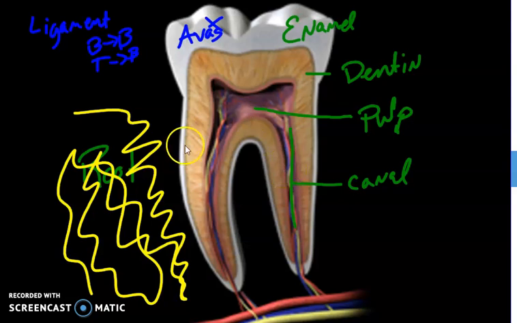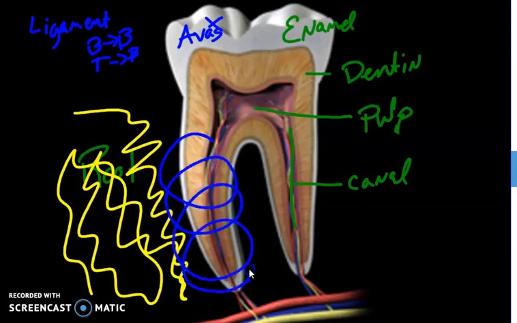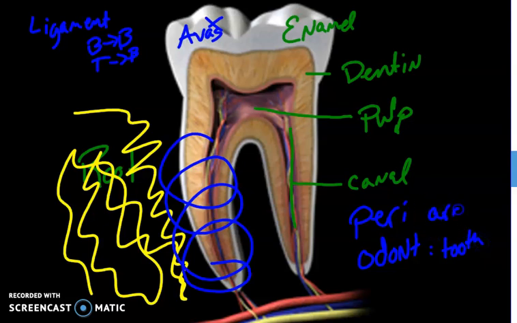So what happens is there's a ligament that goes around the tooth to anchor it into the bone. Now notice I said around the tooth. Around the tooth. Odont is tooth and peri is around. So we call this the periodontal ligament. The periodontal ligament holds the tooth into the bone.